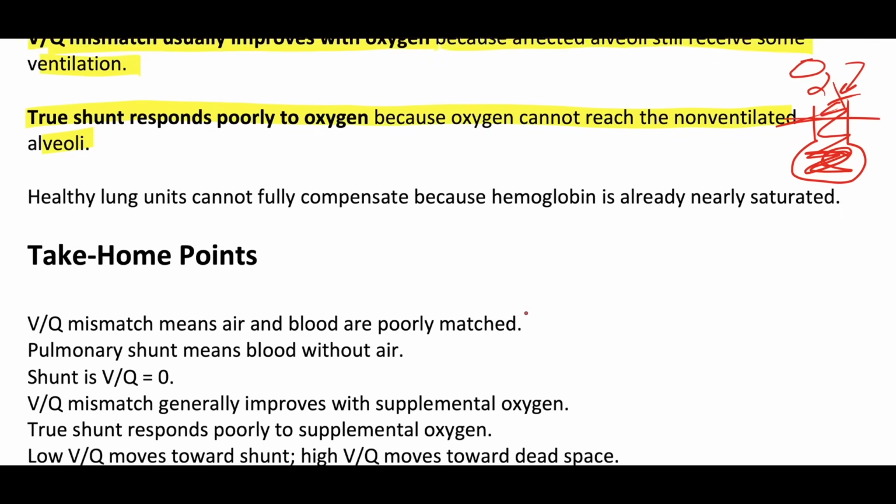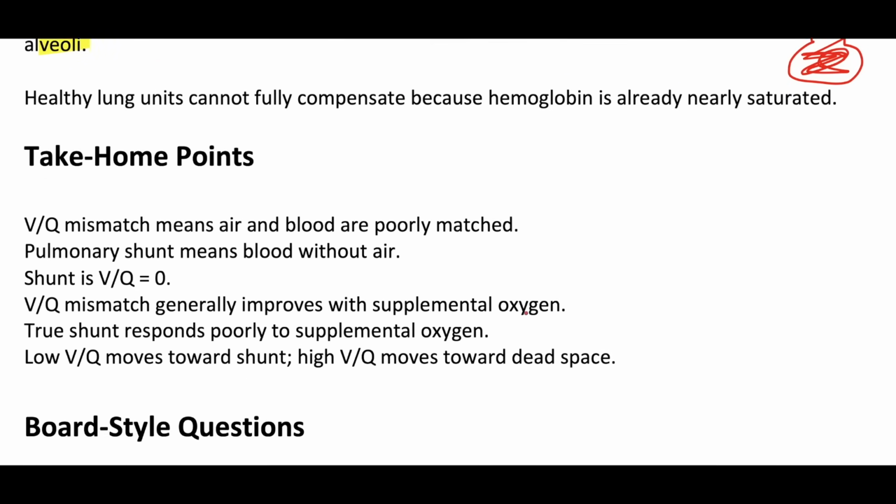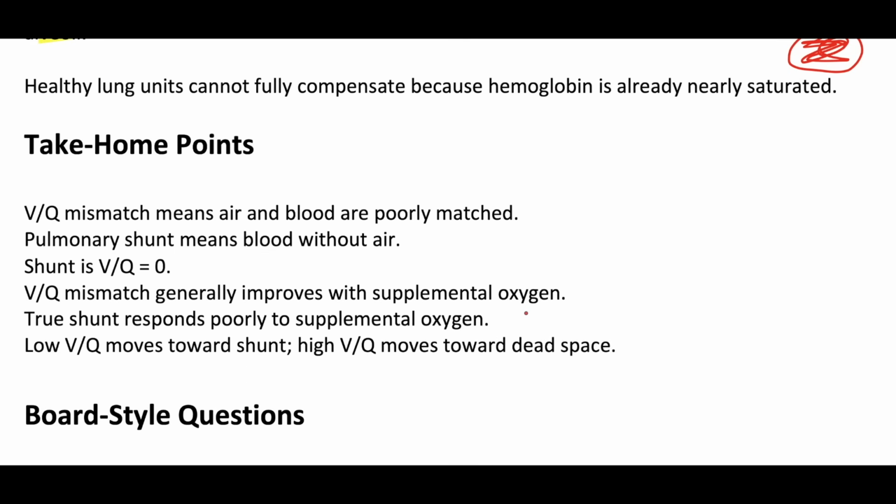All right, take-home points and some practice questions. Take-home points, VQ mismatch means air and blood are poorly matched, whereas pulmonary shunt means there's blood flow without air. Pulmonary shunting is essentially a VQ match of 0, no ventilation with preserved perfusion. Blood is just flowing past a non-ventilated alveolus. VQ mismatch generally improves with supplemental oxygen because there's still some ventilation, whereas true shunt responds very poorly to supplemental oxygen. Low VQ moves towards shunting as it gets worse and worse.